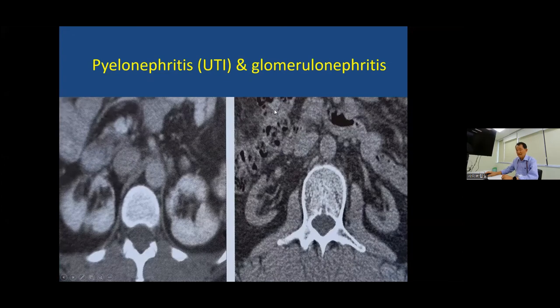Pyelonephritis, glomerular nephritis. Glomerulus can have inflammation, so that's glomerular nephritis. Pyelonephritis is generally from urinary tract infection. It's coming from the lower down bladder, ureter, all the way up to the kidneys. But their manifestations are similar. In chronic, kidneys are small. In acute, little density changes in the cortex. And if there's an abscess formation, it will make focal nodular decreased densities.